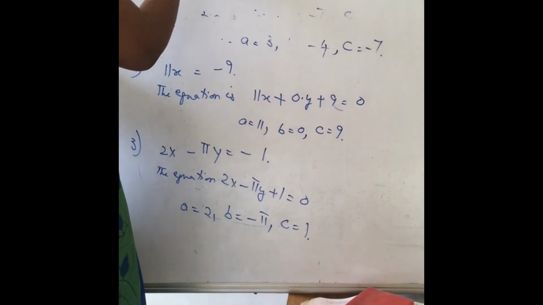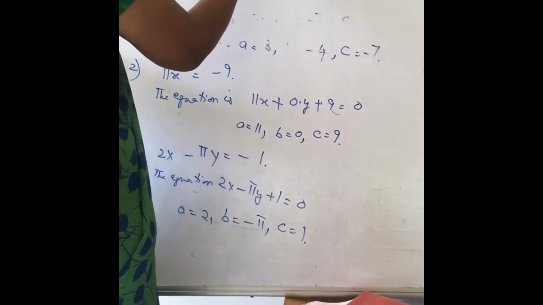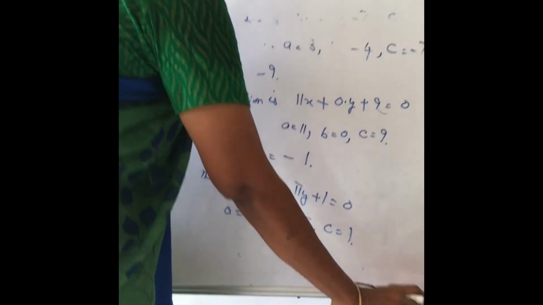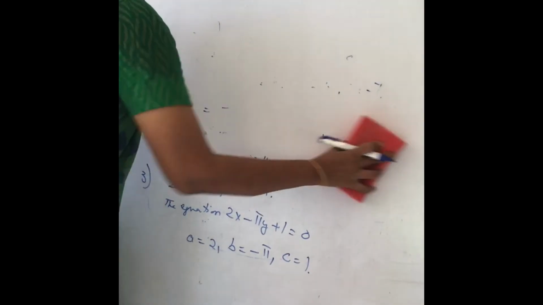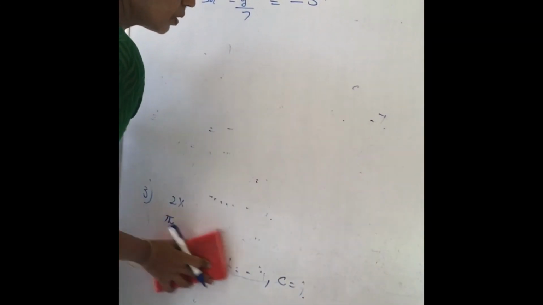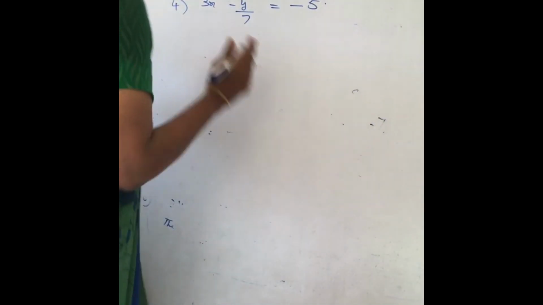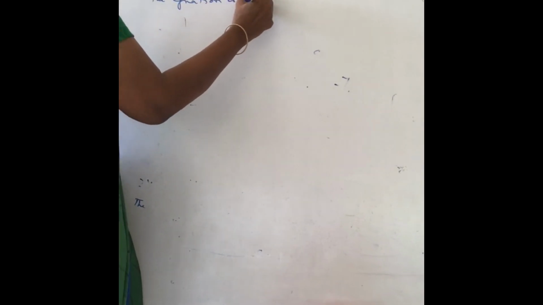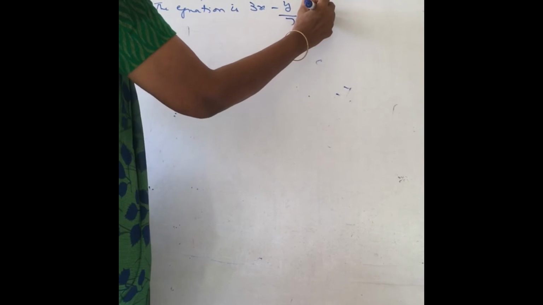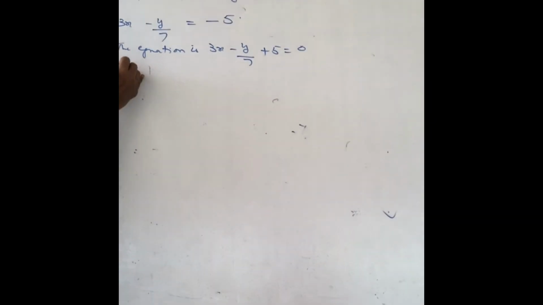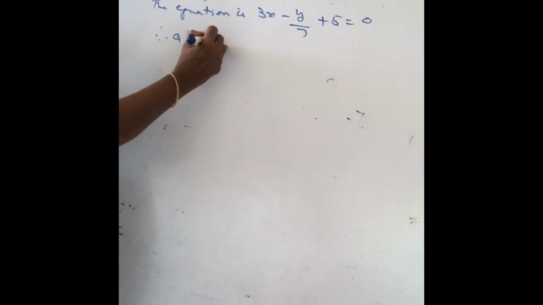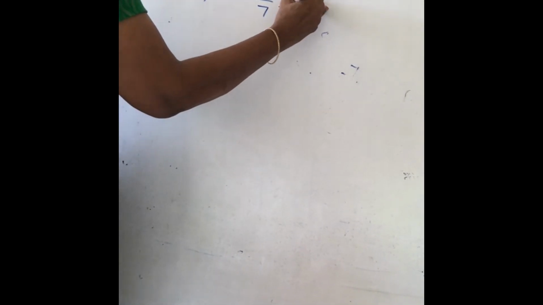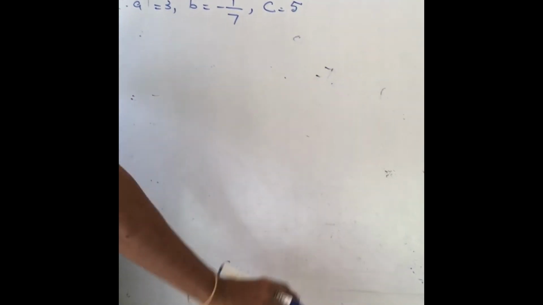Fourth one, 3x minus y by 7 is equal to minus 5. What is that equation, girls? The equation is 3x minus y by 7 plus 5 equal to 0. So what is the x coefficient? 3. The y coefficient is minus 1 by 7, and C is equal to 5.